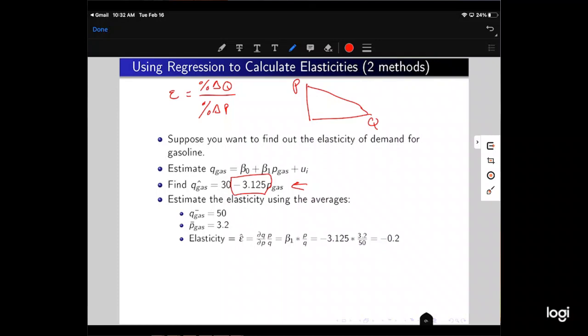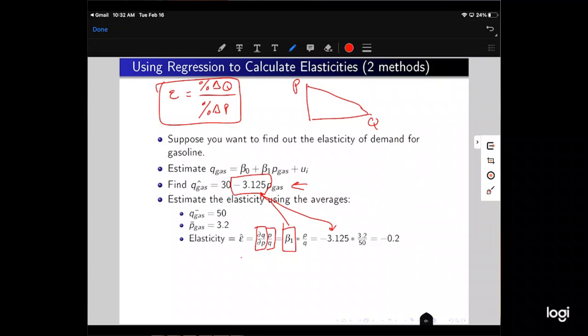First, let's look at the definition of elasticity. We know it's this up here, but we can also write it this way down here. The elasticity is the change in Q over the change in P, times P over Q. And what is the change in Q over the change in P? That's just beta 1, by definition of a linear regression model. We know beta 1 from our regression, negative 3.125, so we can just plug that value in here. We also can get values for P and Q.